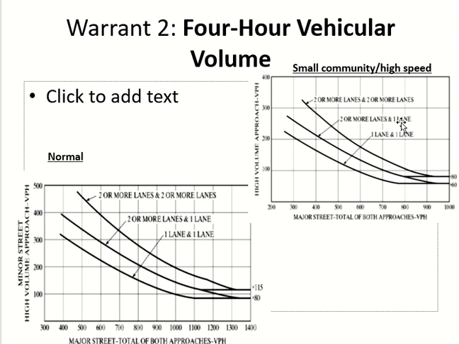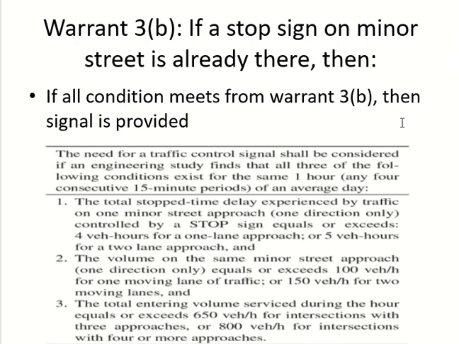Minor road higher volume and major road total. We will plot them. Which graph am I looking at? 2 and 1, right? Looking at this one, the middle one. You plot the points. This is for how many hours? 4 hours. So out of the 12 points, if 4 are on the curve or above, this warrant is satisfied. Clear? Okay, they already did the plotting.